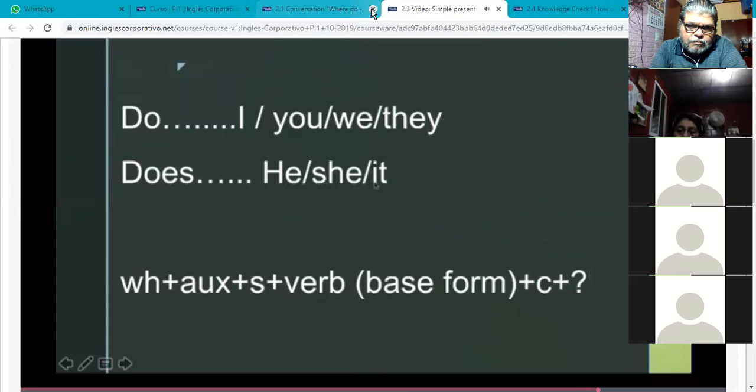When we put everything together, this is how the structure will look. We have WH question word, plus auxiliary, plus the subject, plus the verb in its base form, plus complement, plus question mark. Now, what I want you to do is to type in a WH simple present question in our discussion box.